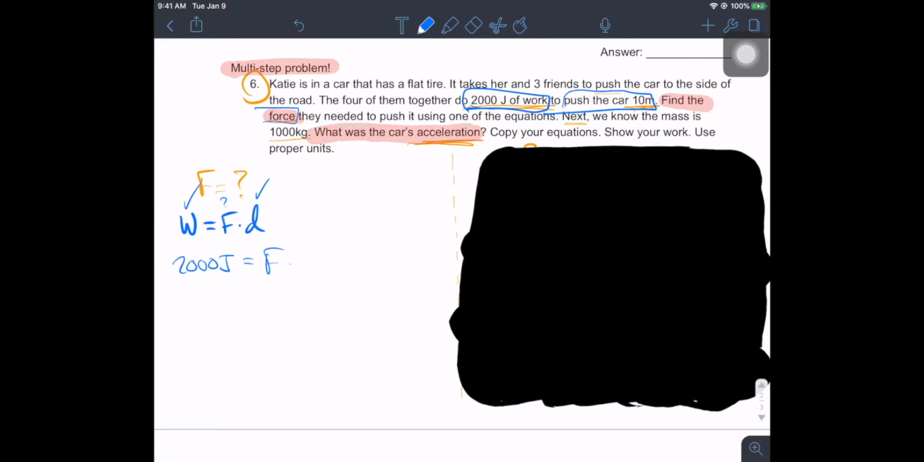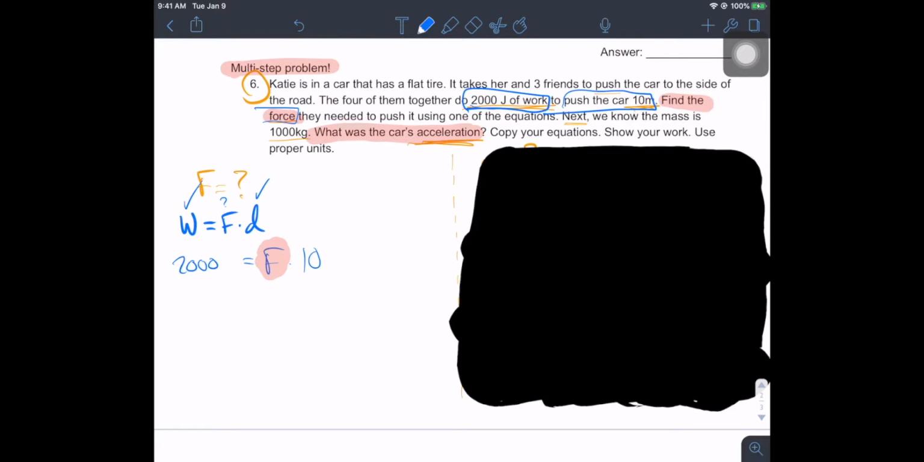The first value I'm going to plug in is my 2,000 joules of work. I don't know F, so I'm going to leave it there, and then I'm going to write down my 10 meters. Now, just for simplicity, I'm going to get rid of these units so that we're solving for F here. This is what we want to find.